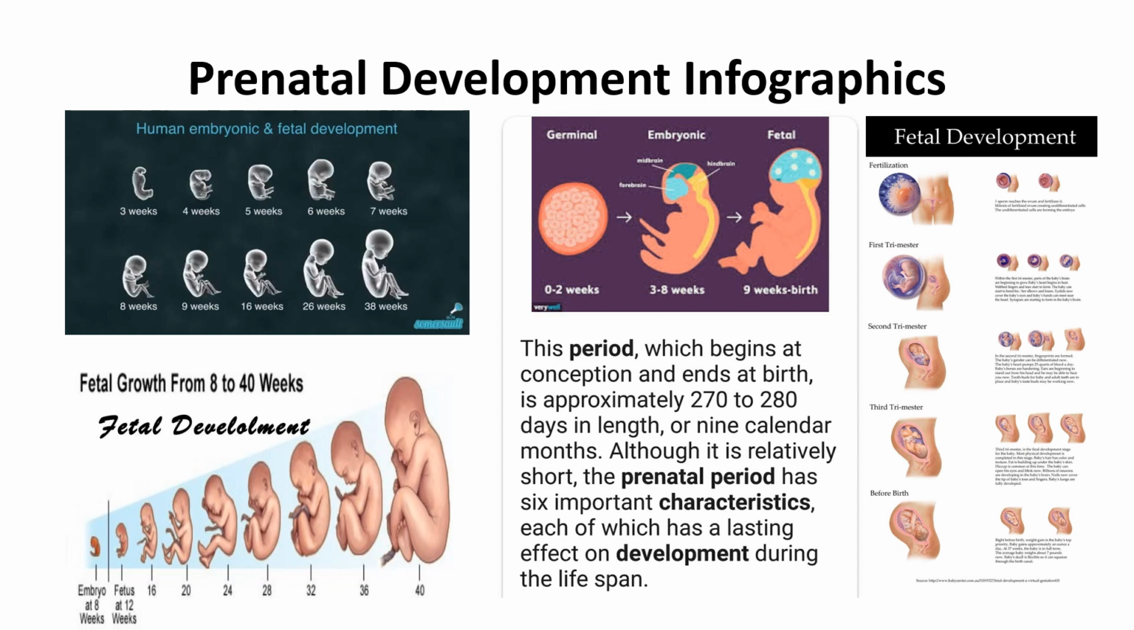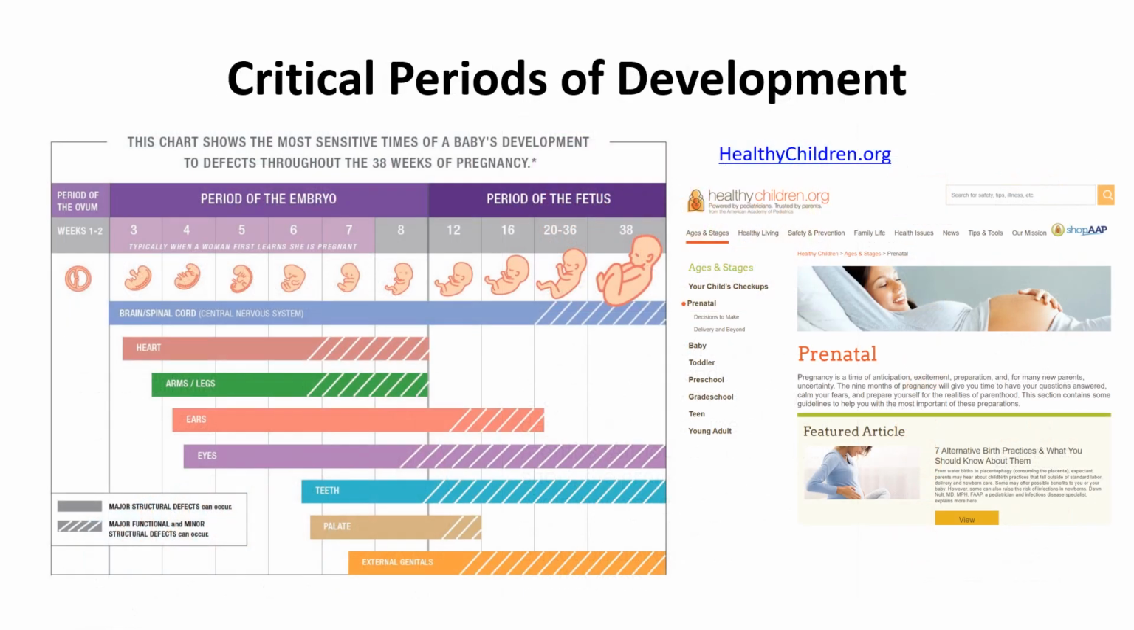The graphic in the middle talks about birth, and it says that birth happens approximately 270 to 280 days after conception. So the gestational period for a human baby is between 270 and 280 days, which is about 9 calendar months. And then the last one on the right shows fetal development from fertilization of the egg all the way to birth. And it talks about the first trimester, second trimester, and third trimester.